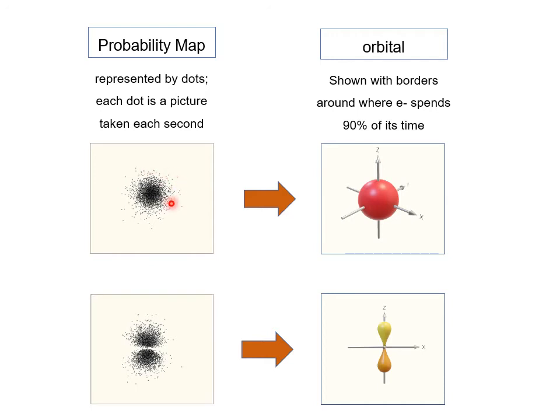And what you notice in this picture of the electron, one picture per second, is that it looks spherical. It looks circular in two dimensions, but in reality it's spherical. So we come up with this shape of the orbital, where the border shows where 90% of these dots are. So it's where the electron spends 90% of its time. And then this is another orbital that we're going to talk about as well. If we were to look at where the electron spends 90% of its time, it would show us a shape that looks like this.